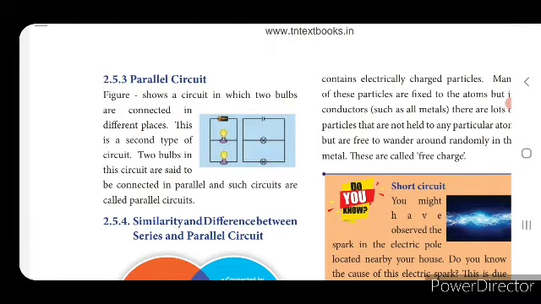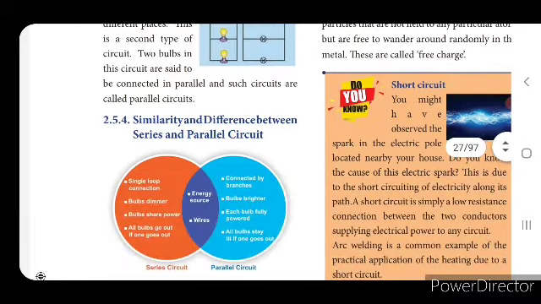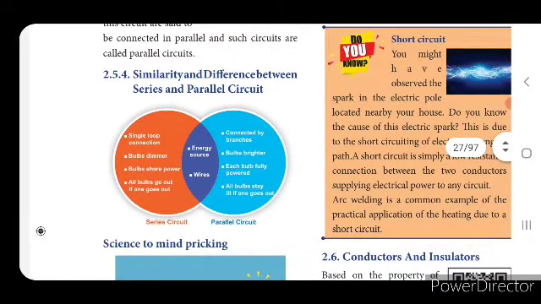So what are the similarities and differences between series and parallel circuit? This diagram we call a Venn diagram. The intersection is there, no? That is the similarities, and the differences are given in orange color and blue color. Okay children, in both the series and parallel circuit, what is common is the energy source and wires, the energy source being the battery.